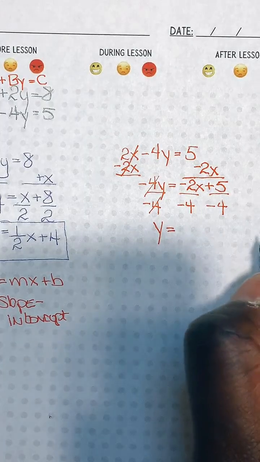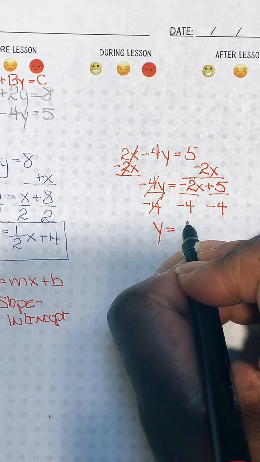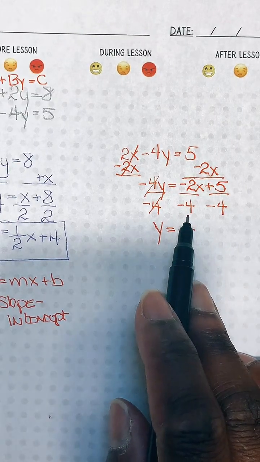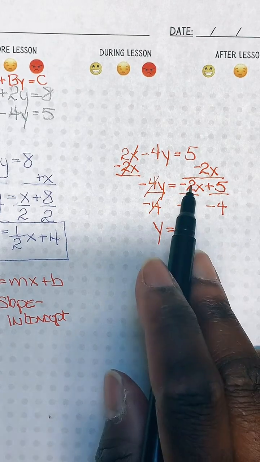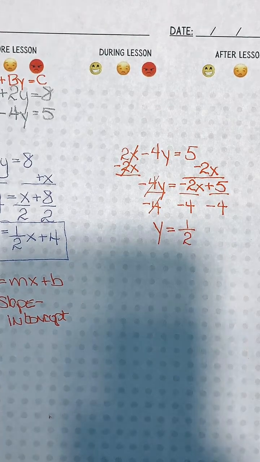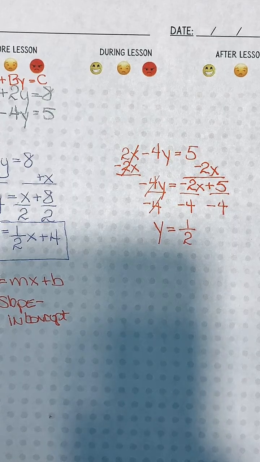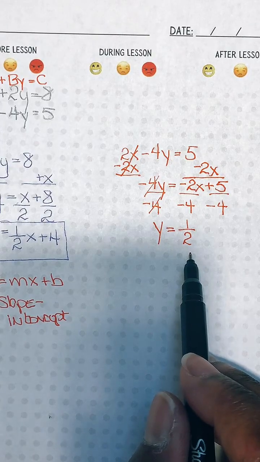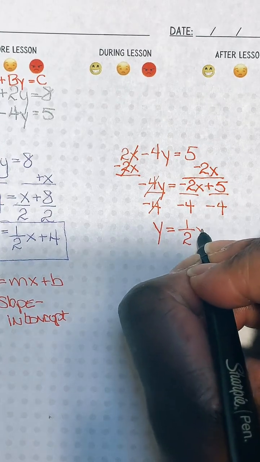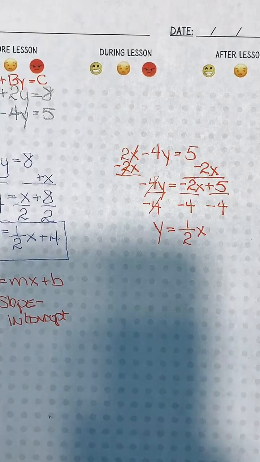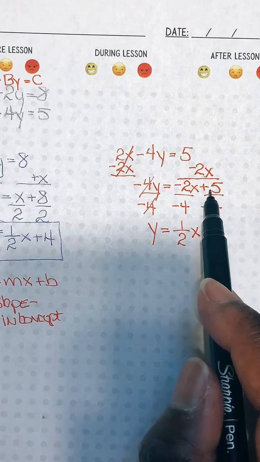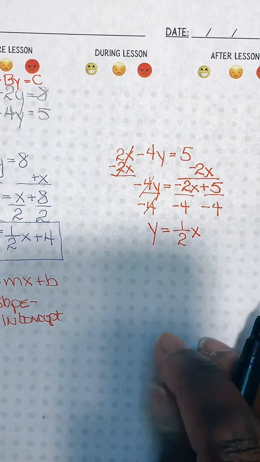It's not a positive 2, it's a positive 1/2, because it's 2 divided by 4, not 4 divided by 2. 4 divided by 2 will give me a 2, but it's 2 divided by 4. So it's going to give me a 1/2. All right, good. So 1/2 x. Excellent. Now, my y-intercept, we have a positive 5 divided by a -4.